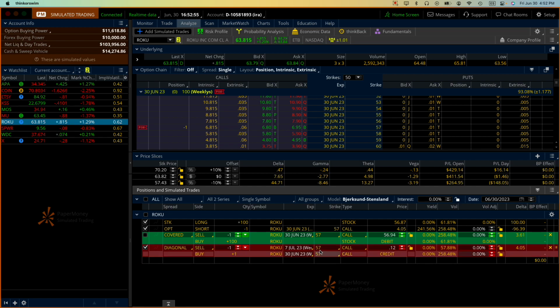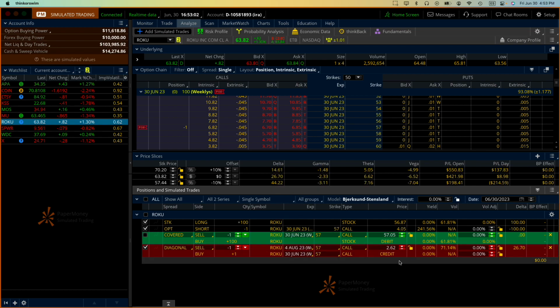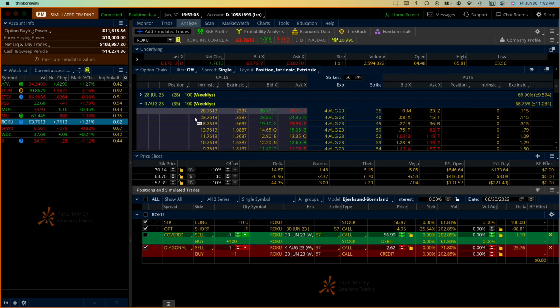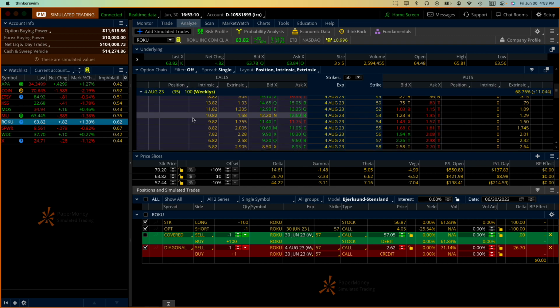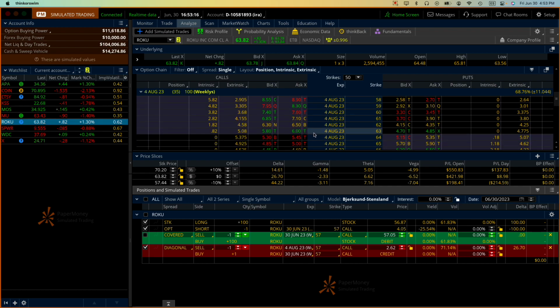If we did the rollover, same expiration, but a month from now, so August 4th, $262. Okay, let's look at it. $262, August 4th. Yeah, the option has declined. The option value has declined a lot.